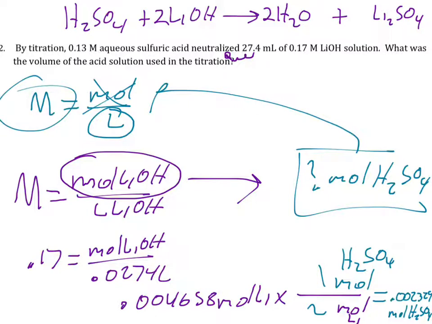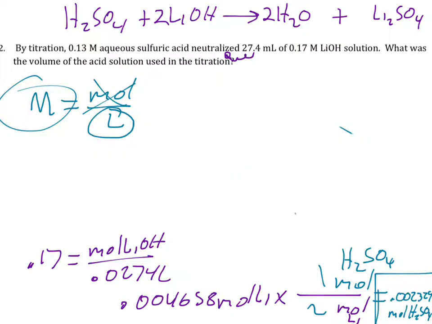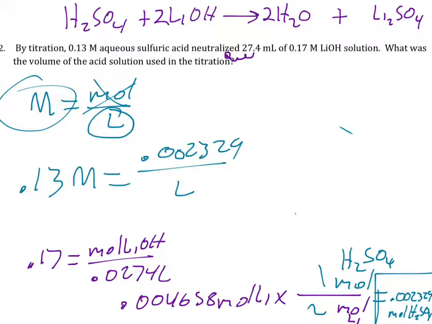All right, and then now all we have to do is take this here, plug it into that equation. What we end up with is 0.13 molar solution of sulfuric acid. We just calculated the moles as 0.002329. We don't know the liters. To solve for liters, you just take this and you take this and you make them trade places with each other, to where the liters is equal to 0.002329 divided by 0.13. If you're unsure how to solve for the denominator there, just think of it as x and you're solving for x.